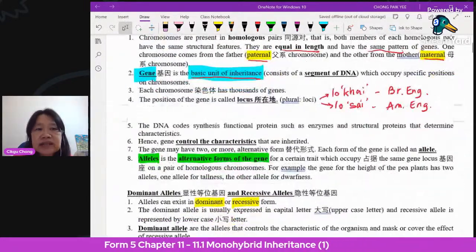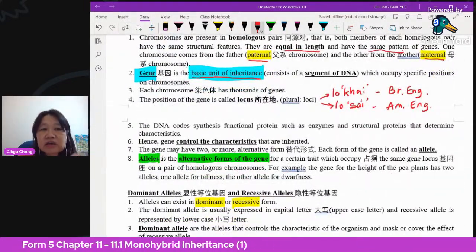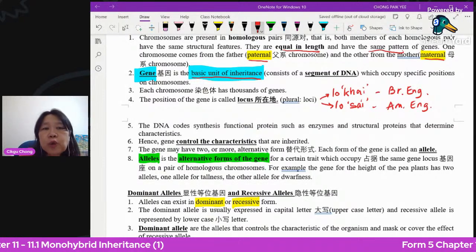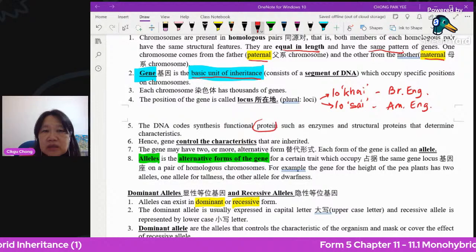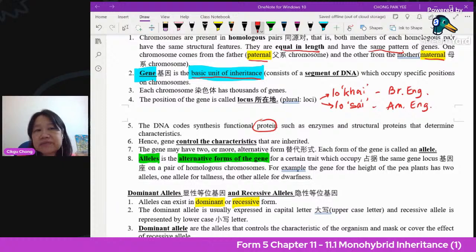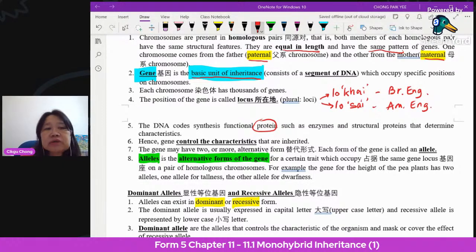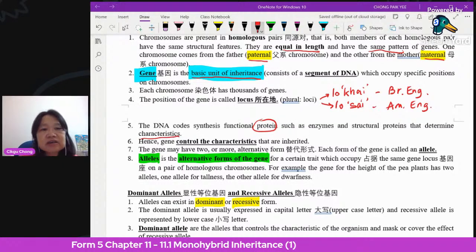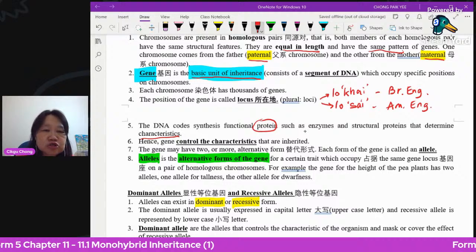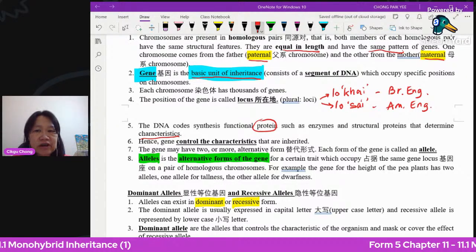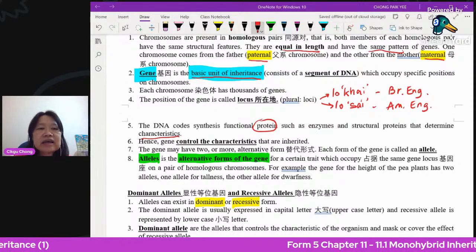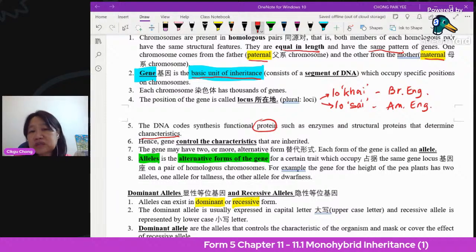So the DNA codes synthesis. The code in the DNA, the gene, will determine what kind of protein, and that protein will determine your characteristics. That means the gene controls the characteristics. That's called the gene. Now a gene may have two different alternative forms, and those two alternative forms are called alleles.